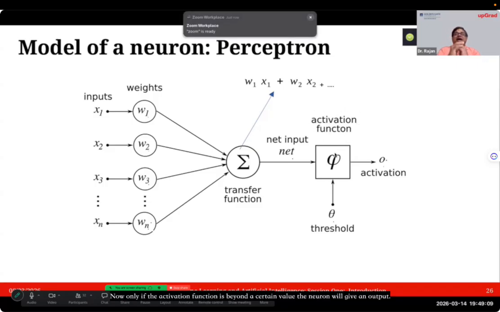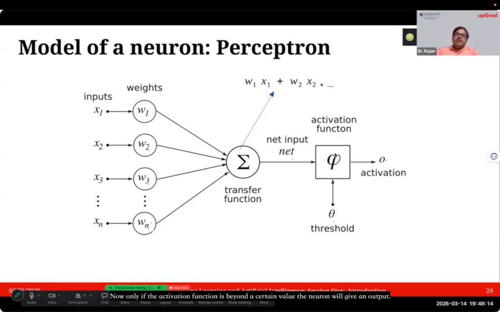Now, only if the activation function is beyond a certain value, the neuron will give an output. Otherwise, the output will still be like a background activity. That value, beyond which the neuron fires, is called the threshold. This is how a biological neuron works, and we can do the same thing in a model like this. You will learn in depth about these models as you move into the next course, which will be on deep learning.